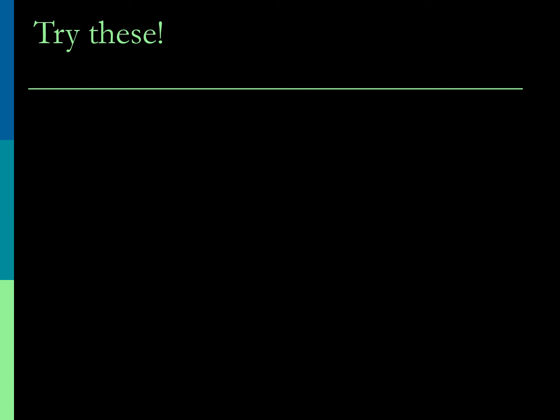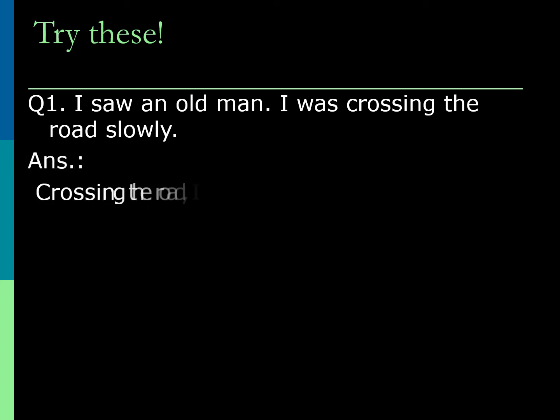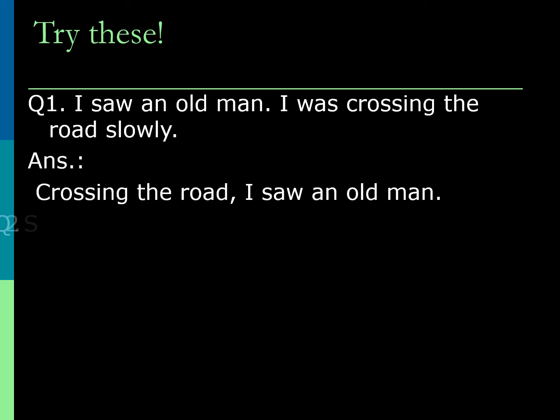Let's try these examples. Question 1. I saw an old man. I was crossing the road slowly. Crossing the road, I saw an old man. Do you see that the first phrase containing the participle, which is the present participle, is the first action? I was crossing the road first, and then I saw an old man.